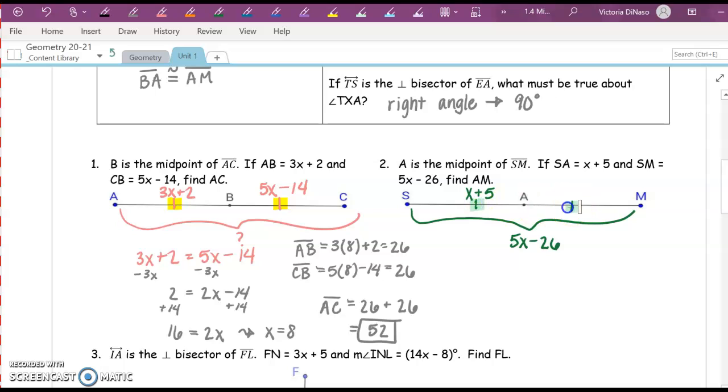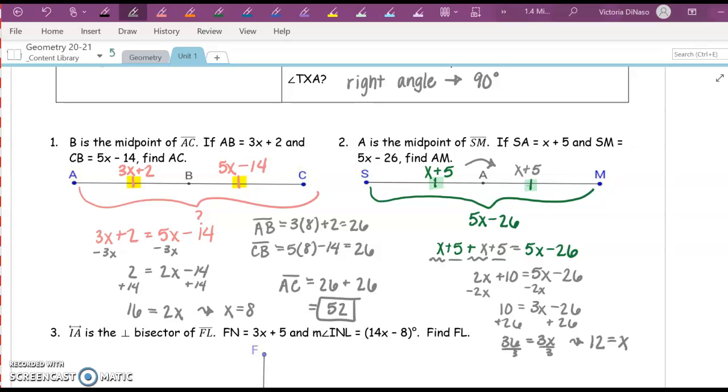Well, since we know that these two segments are congruent because of that word midpoint, I can go ahead and write in x plus 5 right here so that we have two little parts that make up the full segment length. So we're going to set up an equation. We have x plus 5 plus the other x plus 5 equals 5x minus 26. So we're going to solve for x, and then take x and plug it into x plus 5. When you solve for x, you'll get that x equals 12.